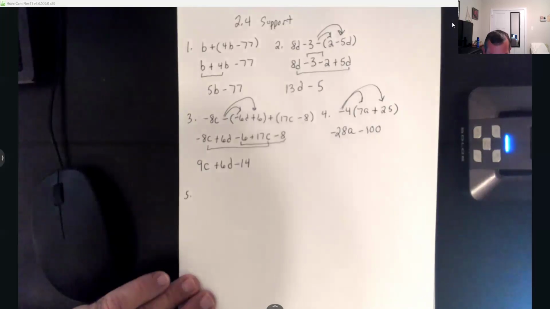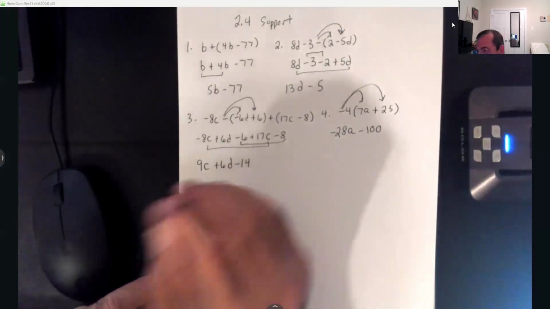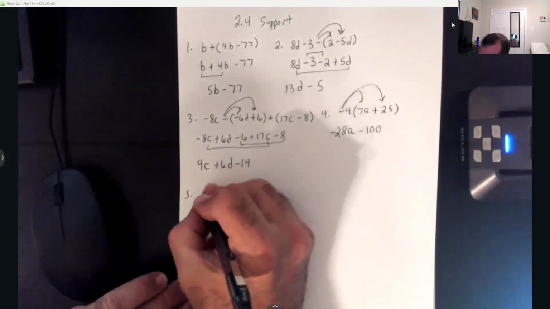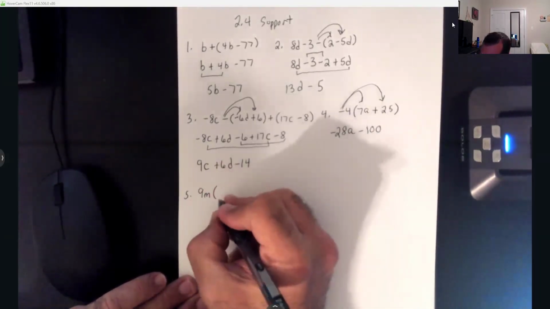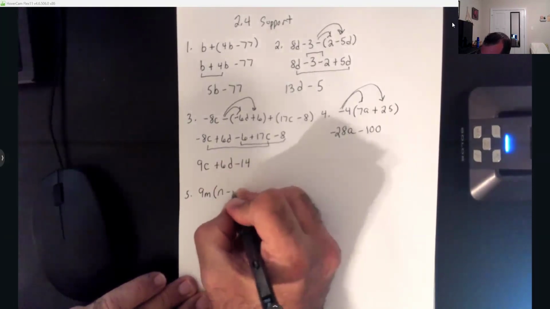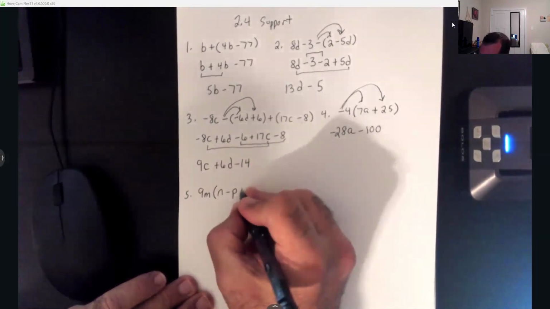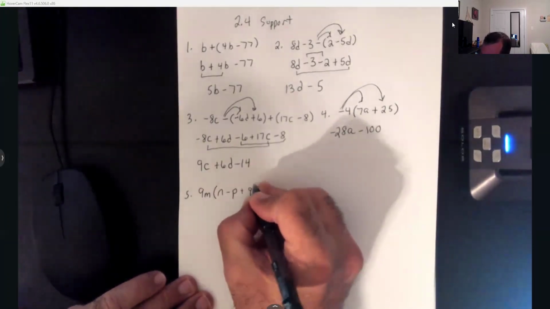All right, so I'm about to see what y'all play with on this one. How about this? We'll turn it up just a little bit. How about 9m times parentheses n minus p plus q?